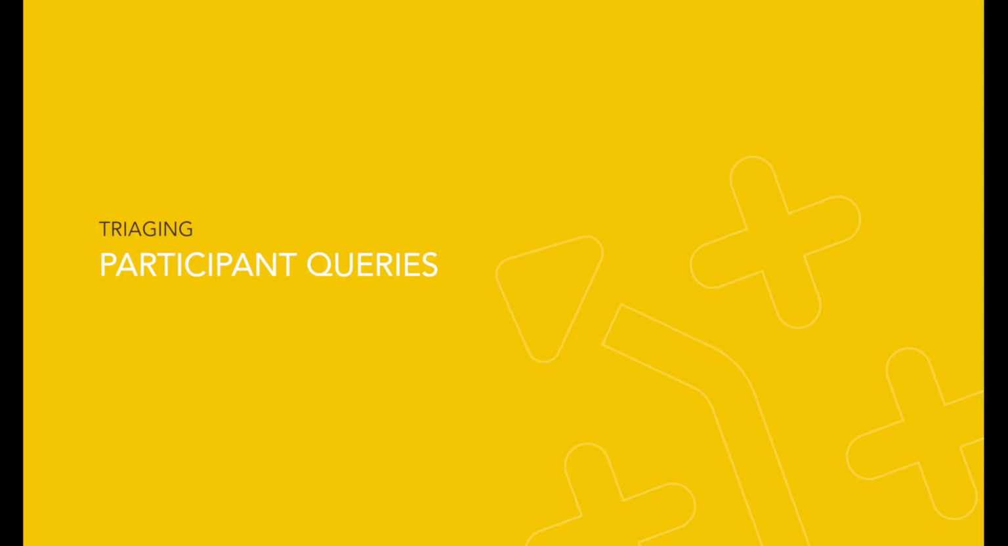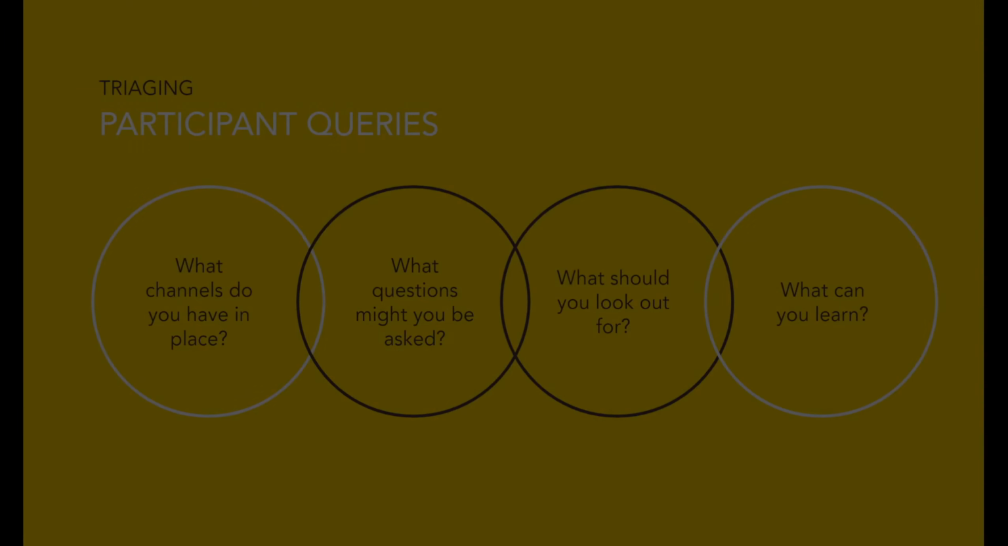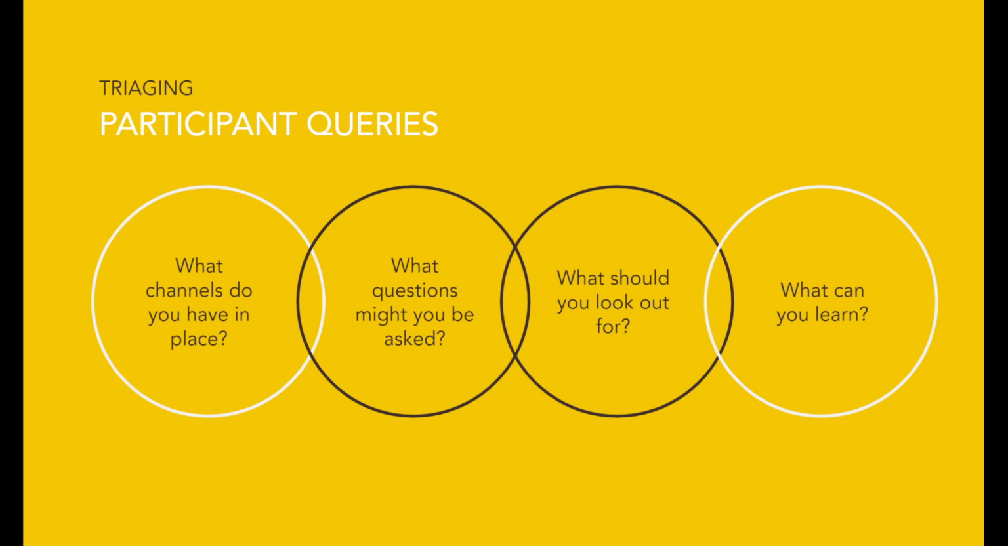Okay, so next up is triaging participant queries, essentially providing your participants support for a variety of needs, be it with your game or any sort of questions that they might have about the test itself. The main things you need to consider here are what channels you have in place, so how you're going to interact with your players. Do you have an email set up? Do you have any kind of chat mechanism? Do you have a Discord?